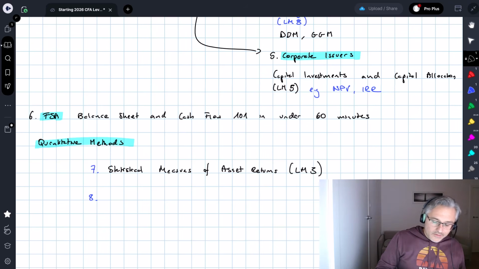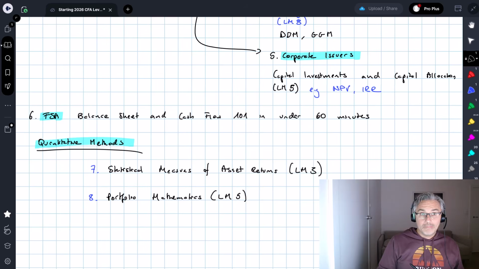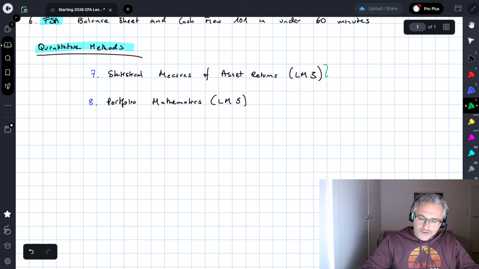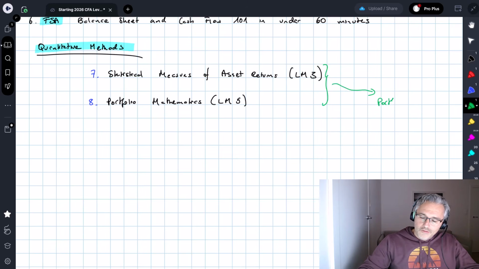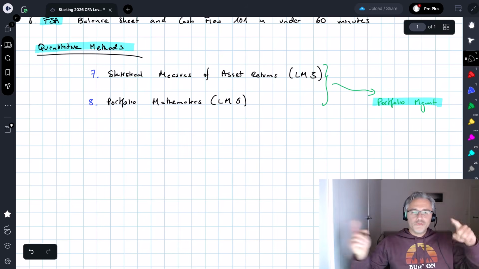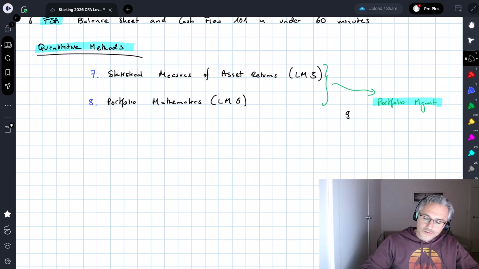And then, step number 8 is my suggestion that you next study a topic called portfolio mathematics. This is learning module 5 within quantitative methods. Why are these two important? Well, because they open up the way for your studies of portfolio management, and the sooner you start learning portfolio management, I think, the better. So portfolio management is the thing that we skip over to next.